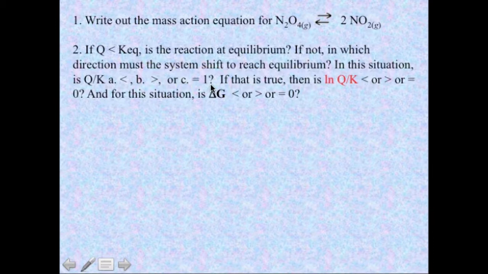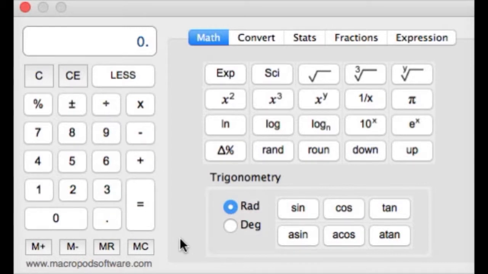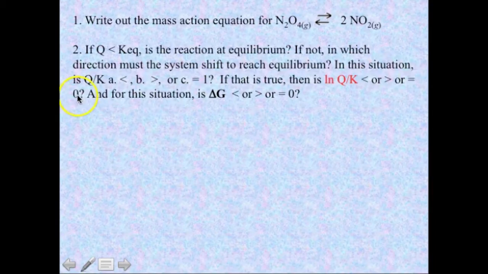Well, we've already determined that Q is less than K, and if Q is less than K, then the ratio of Q divided by K has to be less than 1. It's going to be a decimal, right, if the numerator is smaller than the denominator. All right, so we know Q over K is going to be less than 1, and if that's true, is the natural log of Q divided by K less than, greater than, or equal to 0? So let's take the natural logarithm of a number less than 1, maybe 0.5. As a decimal, it is a negative natural logarithm, and it's going to be less than 0. It's going to be a negative value, the natural log of Q divided by K.